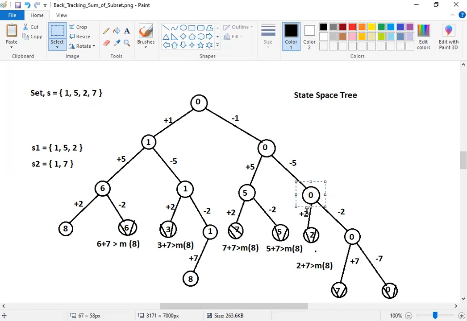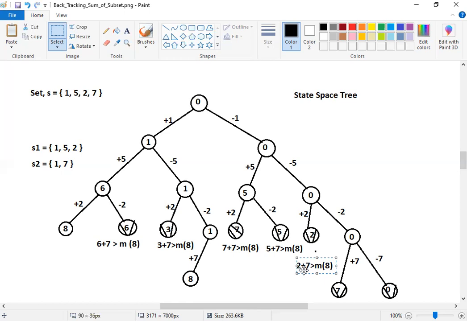If I want to include 2, I need to draw a child on the left hand side. So from this particular node 0, I will arrive at one more node 2 with +2. That indicates I am including 2 in the subset. The next element is 7. If I wish to include it, then the next left child of this 2 is going to have the value 2 plus 7.